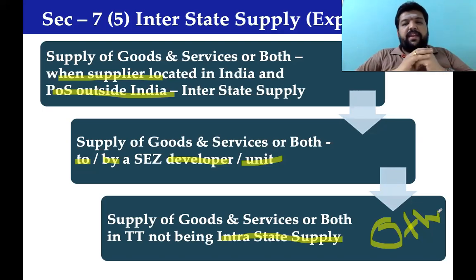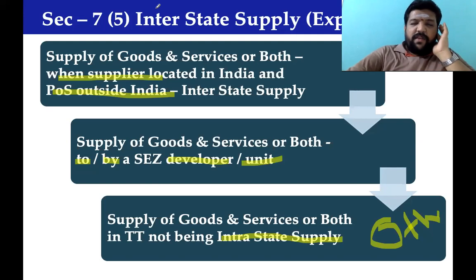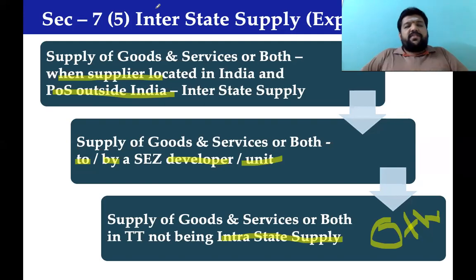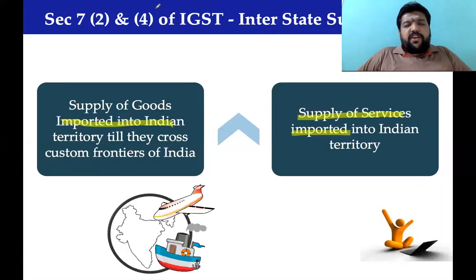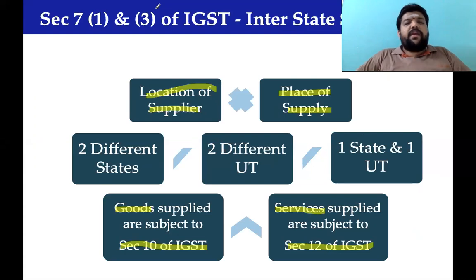Coming back here, getting into our discussions relating to Section 7, a small recap of Section 7. As far as Section 7 is concerned, the government comes out and says, if the location of supplier and place of supply are in two different states, two different union territories, or a state and a union territory, no doubt it would be treated as interstate supply, be it goods, be it services. Place of supply for both would be determined from different sections, but would be taxed.